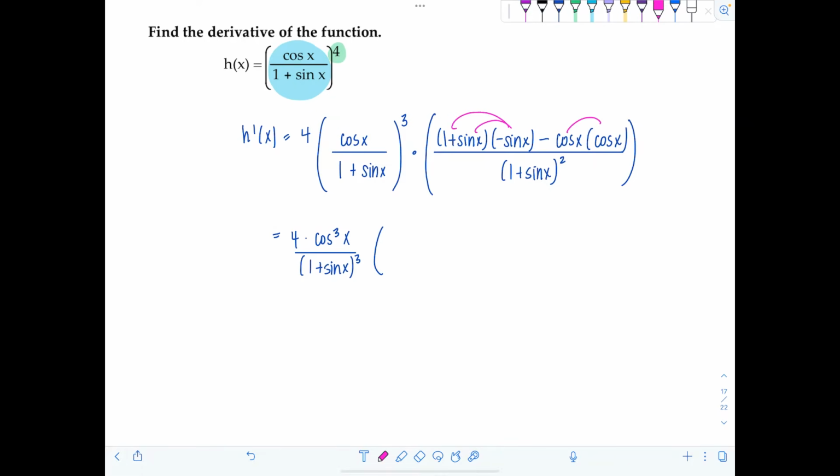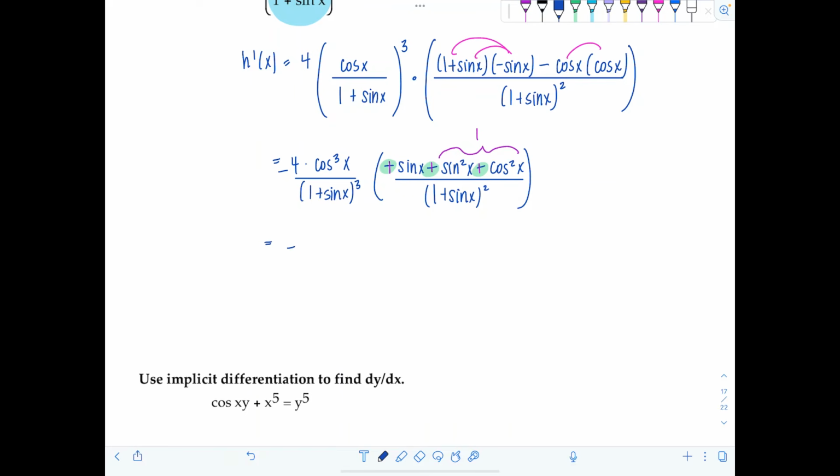Why am I distributing? Because there was nothing I could factor out. I know. Negative sine x minus sine squared x minus cosine squared x over 1 plus sine x squared. So what I'm going to do, I'm going to take this negative outside here, and now everything's positive. Does this look familiar to you? What is sine squared x plus cosine squared x? It's 1, isn't it? That's a Pythagorean identity.